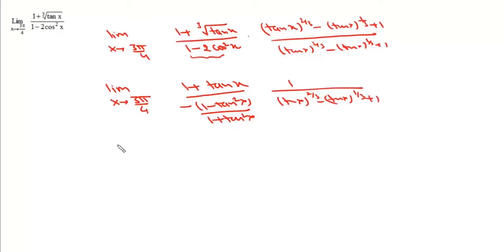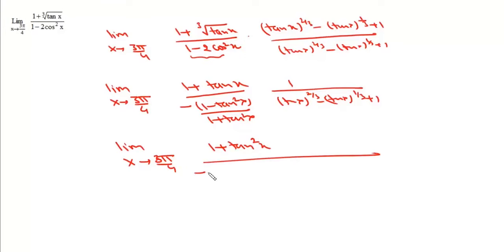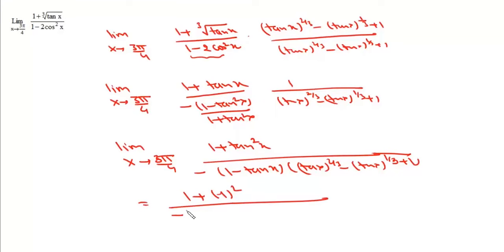Now 1 plus tan x will cancel, so we can write this as limit x tends to 3 pi by 4, 1 plus tan square x, and this is minus, and here will be 1 minus tan x, and then tan x to the power 2 by 3 minus tan x to the power 1 by 3 plus 1. Now if we put x as 3 pi by 4, we'll get this as 1 plus minus 1 square, and here will be 1 minus minus 1, which is 2, and this will be 6. So value of this limit will be simply minus 1 by 3.